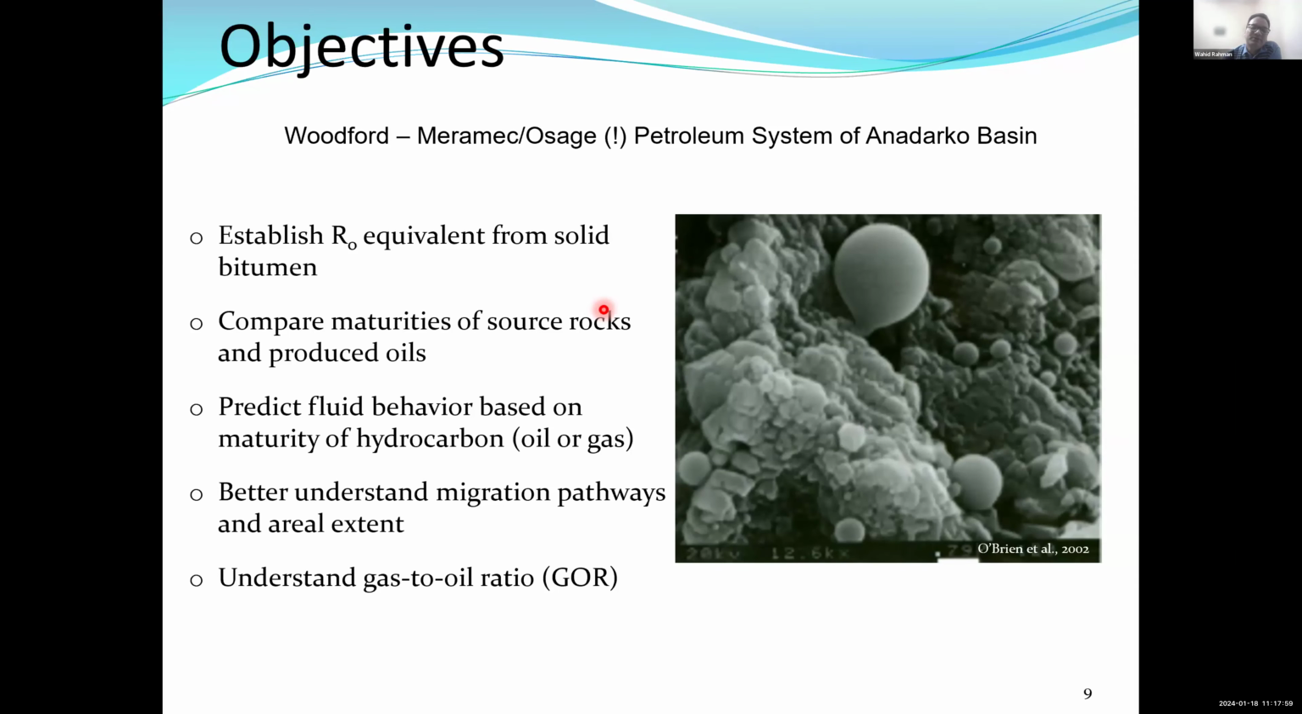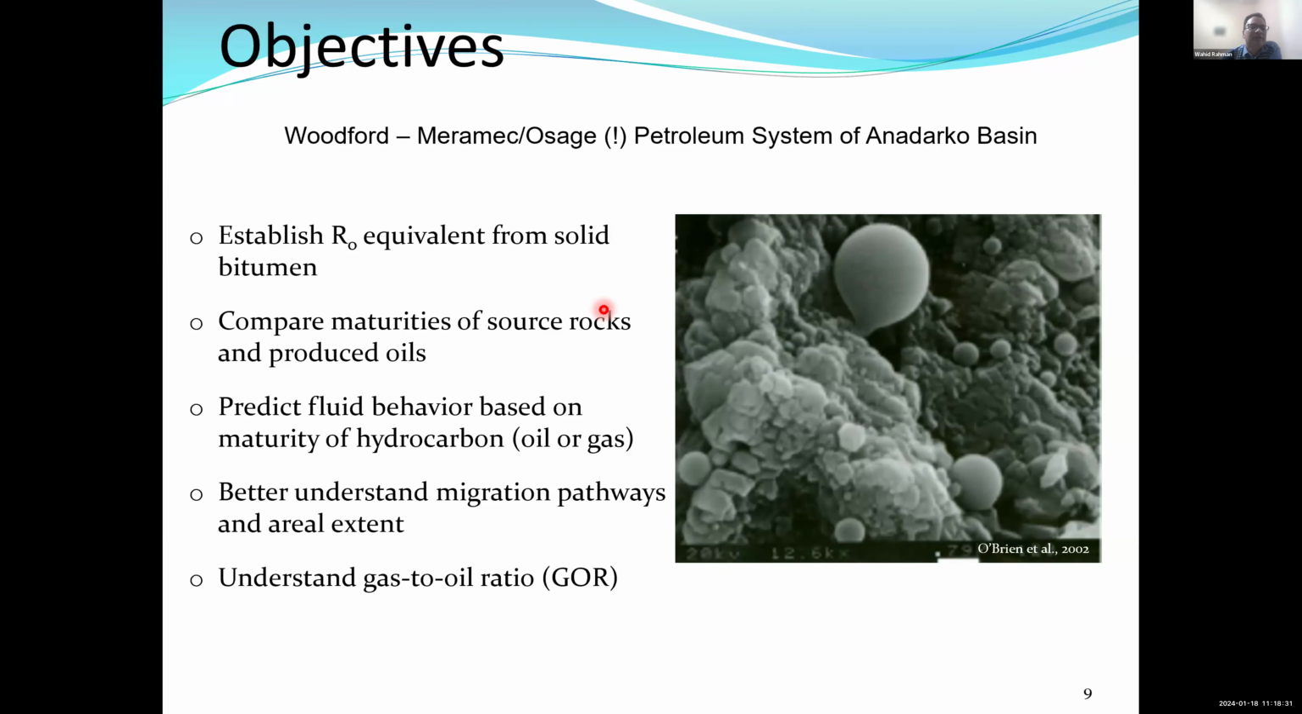The Woodford produced petroleum, and it migrated into the Osage and Meramec system. So the petroleum comes from Woodford and gets stored in Meramec and Osage. Meramec and Osage are reservoirs; Woodford is the source rock. So for source rock and reservoir rock, the hydrocarbon is known as correlated. This is coming from the Woodford source. So that's what it is.